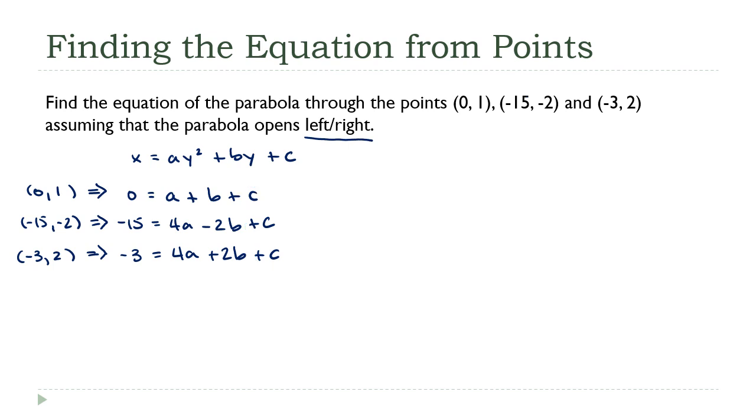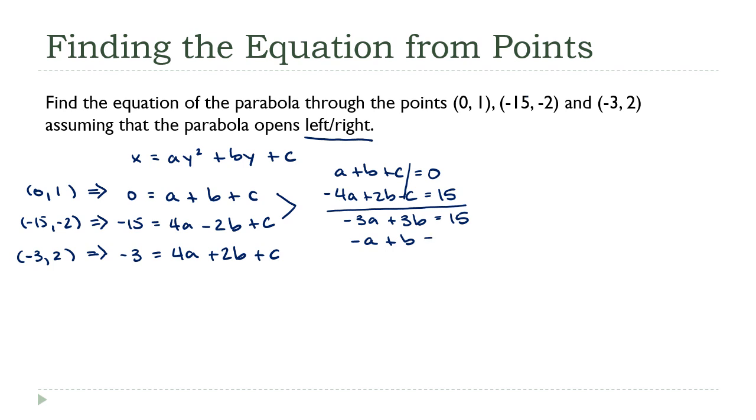So I'm going to start by combining the first and second equation together. That'll be a plus b plus c equals 0. I'm going to subtract the second one: minus 4a plus 2b minus c equals 15. So the c's go away, right? Minus 3a plus 3b equals 15. And I can simplify this one a little bit. Let's divide everybody by 3, and we get minus a plus b equals 5.